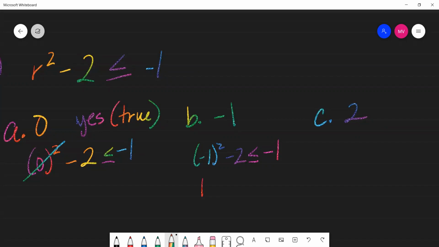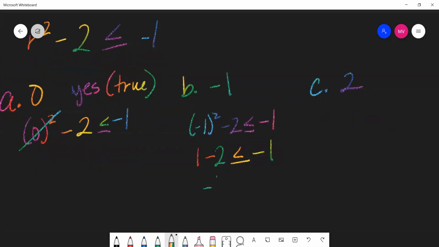Yeah, it's what we get rid of the negative. 1 minus 2. Why do I keep doing that, y'all? Oh, 1 minus 2. What's 1 minus 2? So that gives us -1. And is -1 less than or equal to -1? It's equal to, so it works. So this again is yes or true.